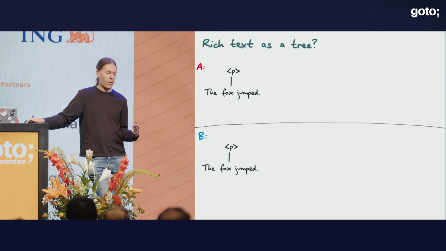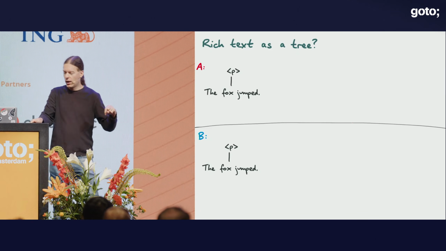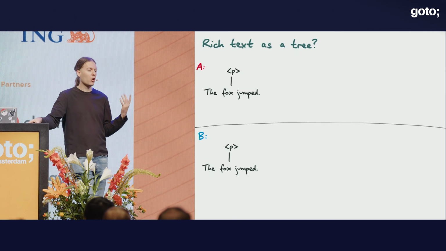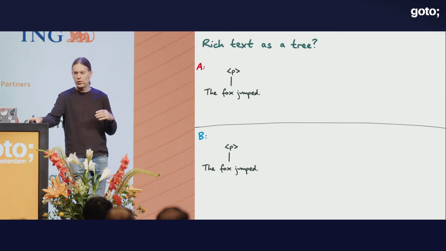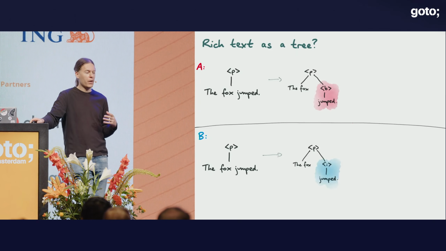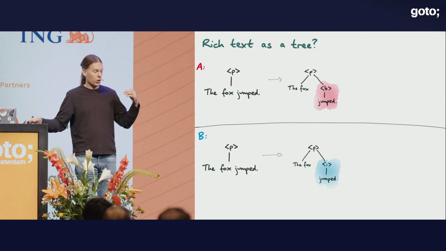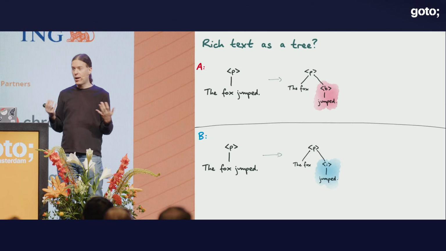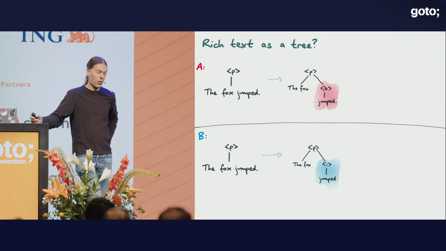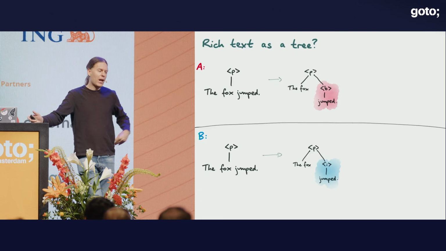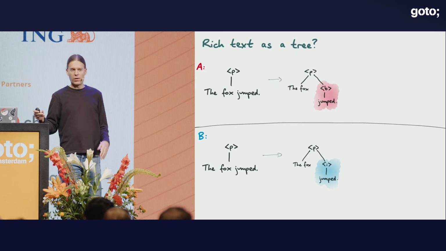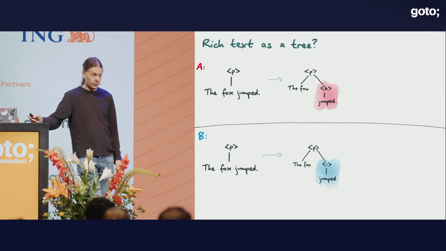So in this example here, we have a text document consisting of just a single paragraph with the text, "The fox jumped." And let's say that user A wants to make the word jumped bold, and user B wants to make the word jumped italic. And those two edits happen concurrently, independently from each other on two different devices. And now we want to ask, well, what happens when we sync these things up and we merge them together?